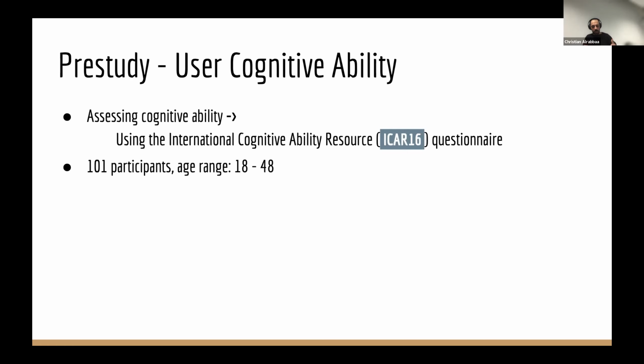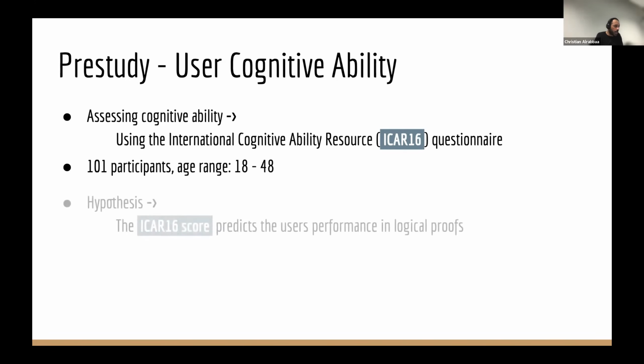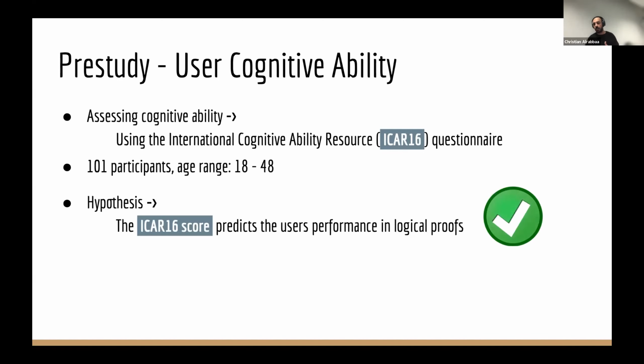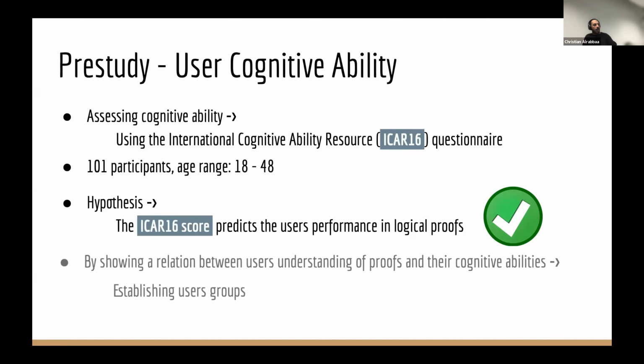In this pre-study that we did, we had 101 participants. The age ranged between 18 and 48. The main hypothesis that we had here is that this test, the ICAR 16, actually can predict the performance a user can have in the logical tasks, so understanding logical proofs. And the data that we collected actually supports this hypothesis.